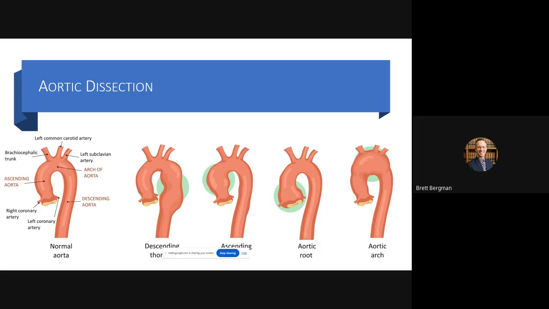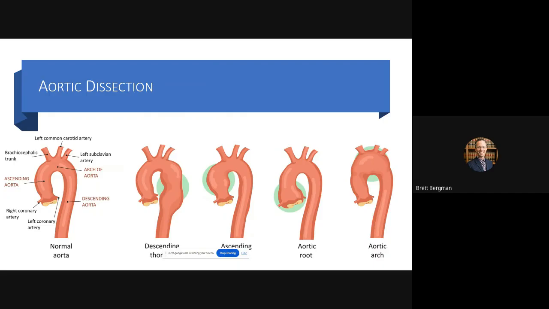And the classic presentation for this is that this is going to be a patient that is describing a tearing chest pain. So if you have a patient that has a tearing chest pain, it's radiating to their back, you need to have a very high index of suspicion that this could be a patient that's having an aortic dissection. They will also have hypotension, nausea, shortness of breath.